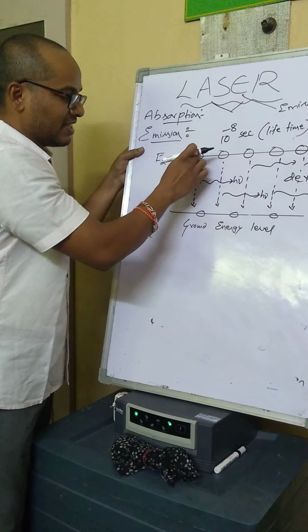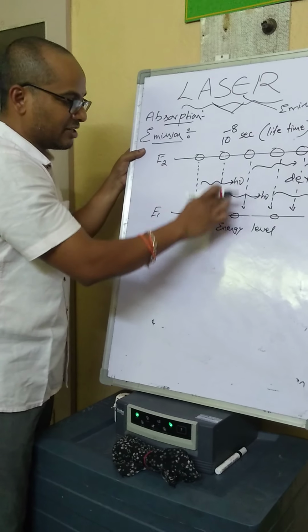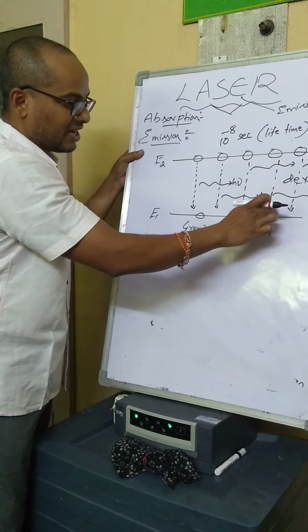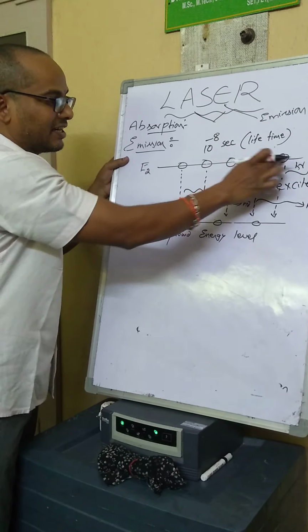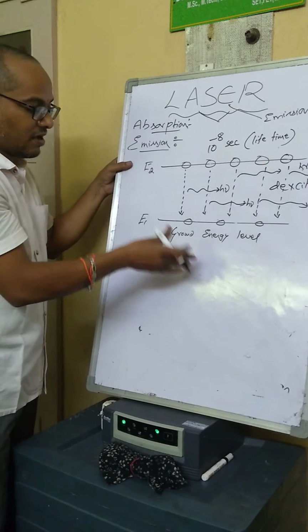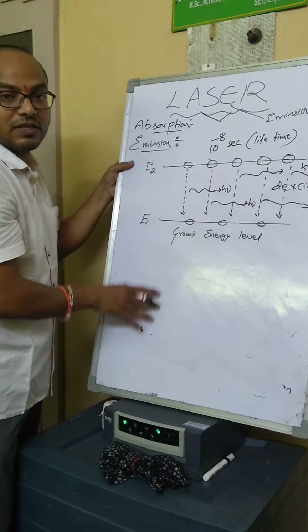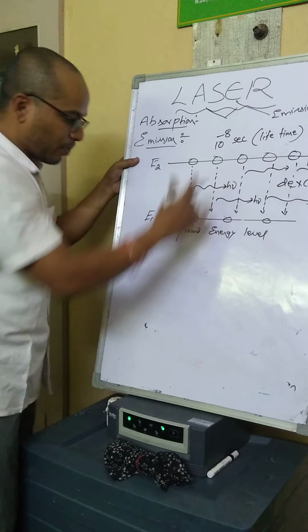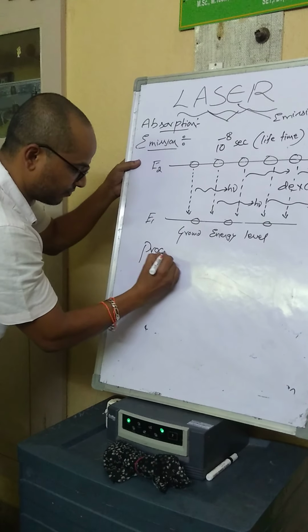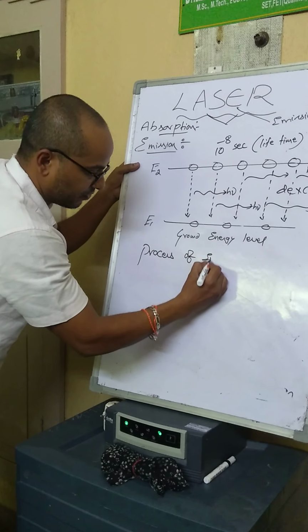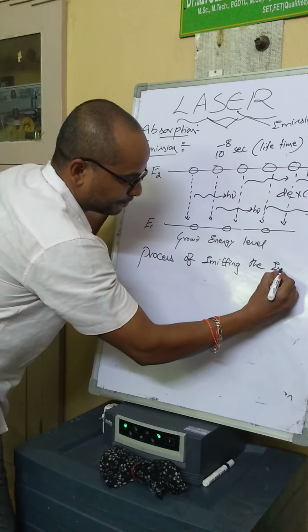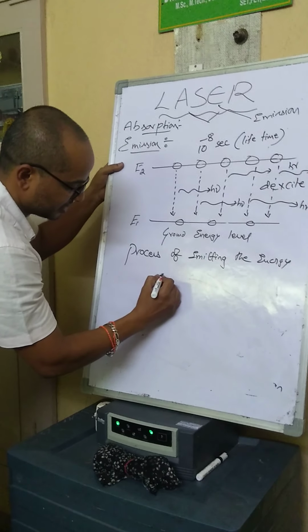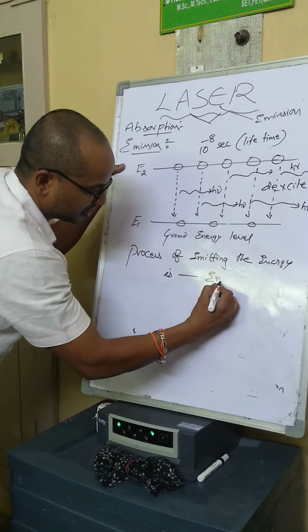This is emitting: this atom is emitting this photon, this atom is emitting this photon, and this atom is emitting this photon. So all the higher energy level atoms are emitting the energy that we had supplied. This process of emitting the energy is known as emission.